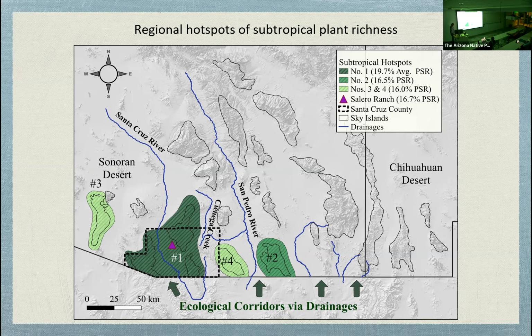Those lowland areas can also provide barriers sometimes, but mountains also act as corridors at times. In this case, I wanted to highlight on this figure how the drainages, the Santa Cruz River, the San Pedro, various drainages, act as ecological corridors that can assist in moving and dispersing some of these plants. In the primary hotspot, the number one in Santa Cruz County and coming up into Pima, we have the San Pedro River that acts as a significant one.